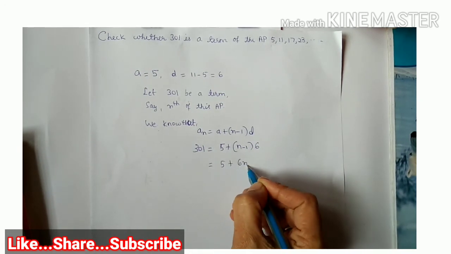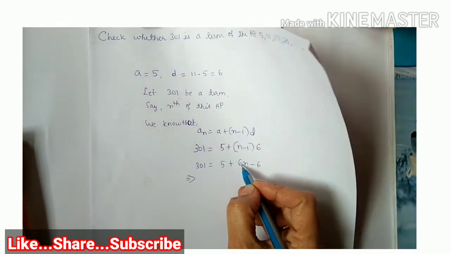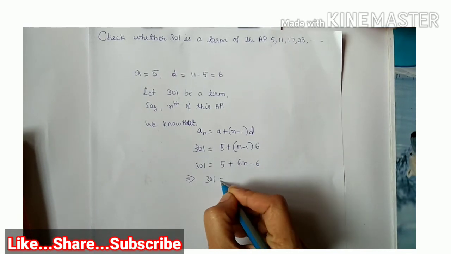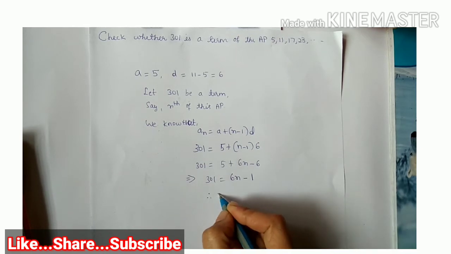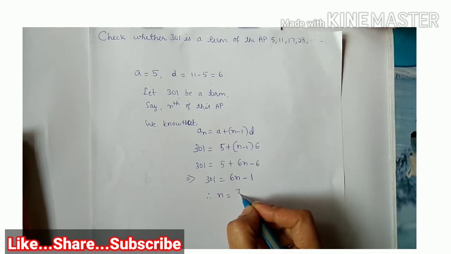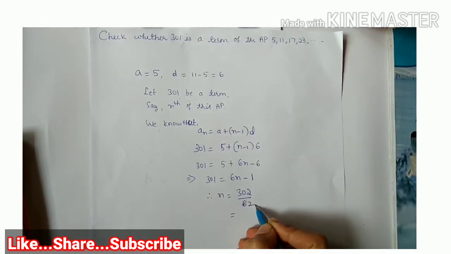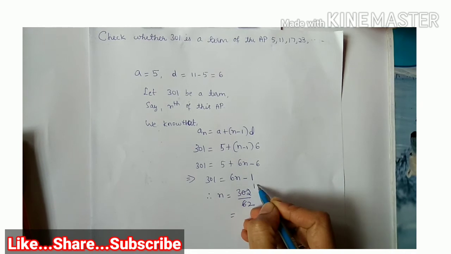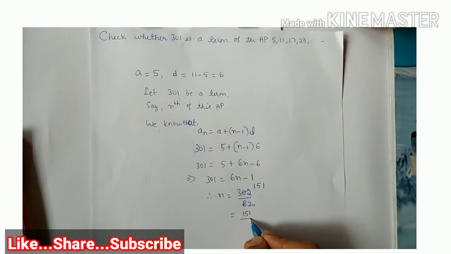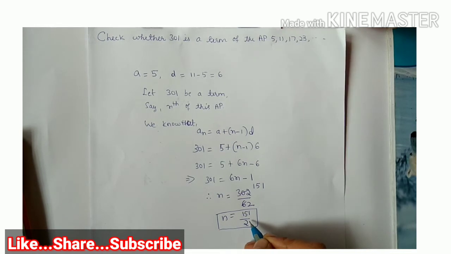So 301 = 5 + 6n - 6. It implies 6n - 6 + 5 = 6n - 1. Therefore 301 = 6n - 1, so n = (301 + 1)/6, taking minus 1 to the right hand side. 301 plus 1 is 302, divided by 6. Dividing by 2, 302 by 6 becomes 151 by 3. That is, n = 151/3.